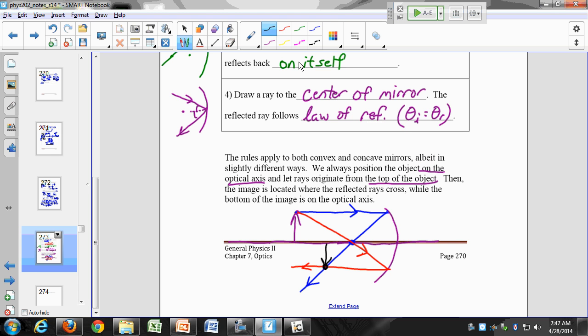So the image, in this case, we would know is inverted. Where the two rays cross shows where the top of the image is. It's not, however, like this, and this is a common mistake that students make.